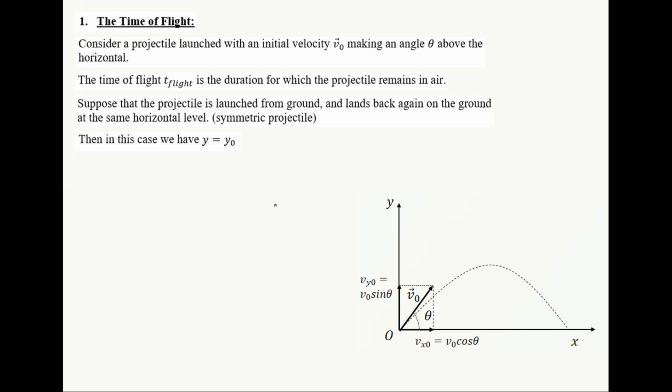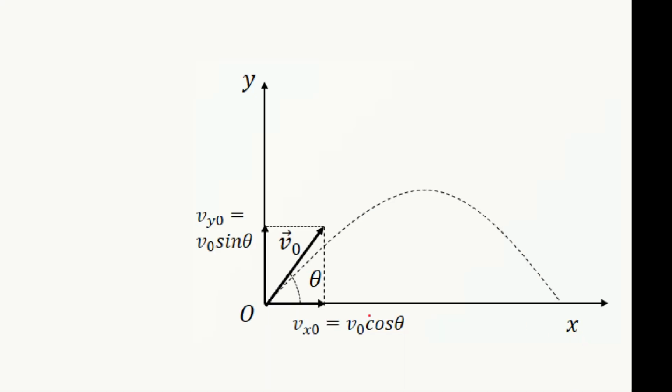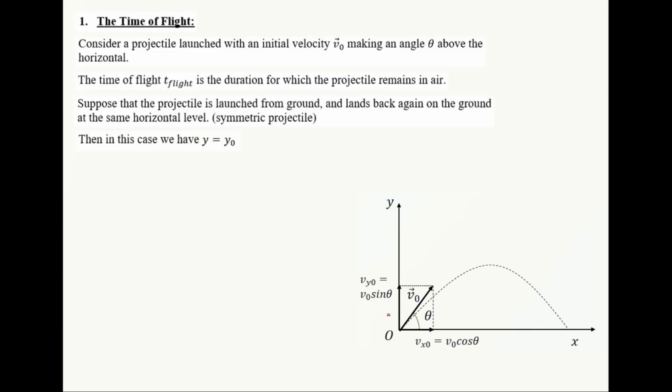Then in this case we have that the final position y is equal to the initial position y0, because if this is the launching point and that's the landing point, then this is the initial vertical position and this is the final vertical position. They are equal. Then we're making use of this equation.